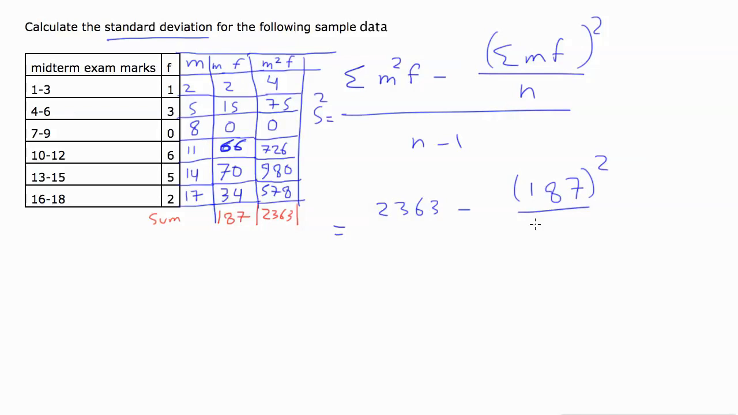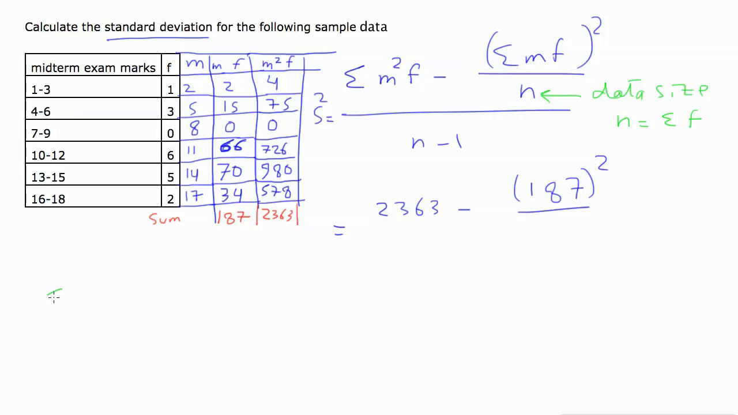And n in this case, a lot of students by mistake think that n is the number of classes: 1, 2, 3, 4, 5, 6. No, that's a mistake. N is the data size. So remember that this n actually is the data size, and data size n equals sigma f, the sum of the frequencies. You need to get the sum of this frequency column.